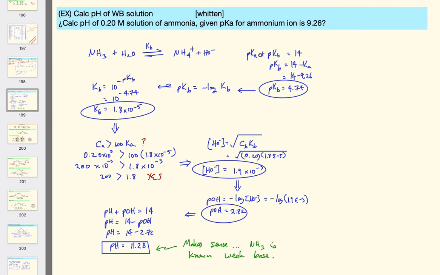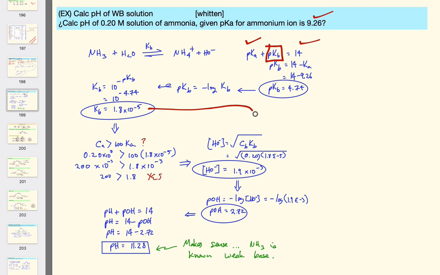Okay. So for this first one, I know I don't know this. That's my unknown. But I know this and I know this. It was given in the problem. And this right here was given. And so I calculated pKb. From pKb, I calculated Kb. Now I know Kb. Great.